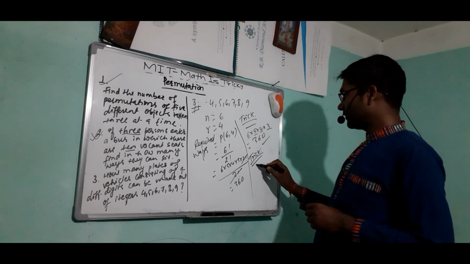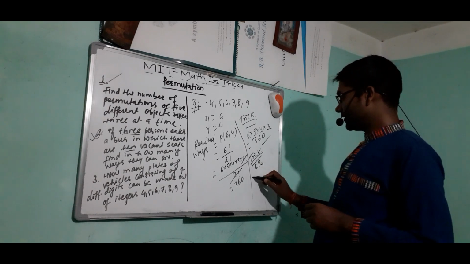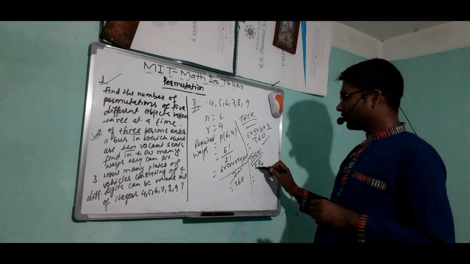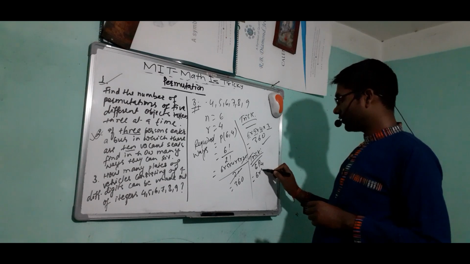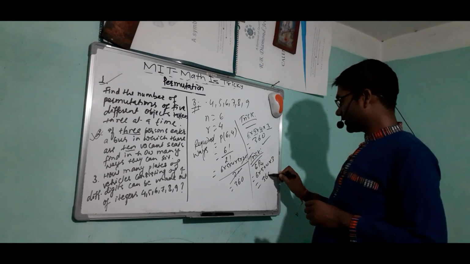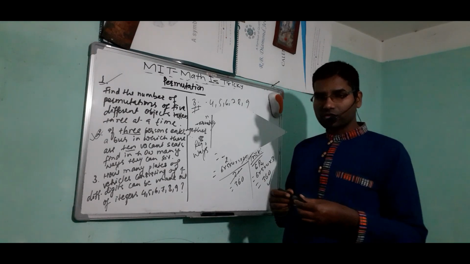Also, instead of using the formula directly, we can use this: the answer will be 6P4. It means, as I told you, start from 6 and go down 4 steps. So 6 into 5 into 4 into 3. Again we'll be getting 360. Okay, hope you understood this.